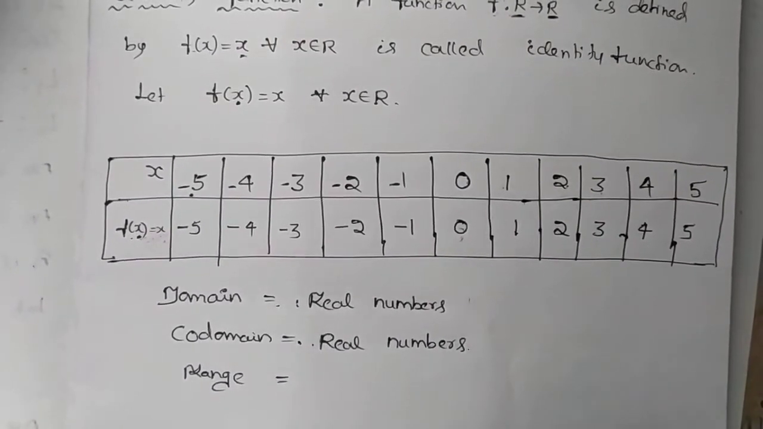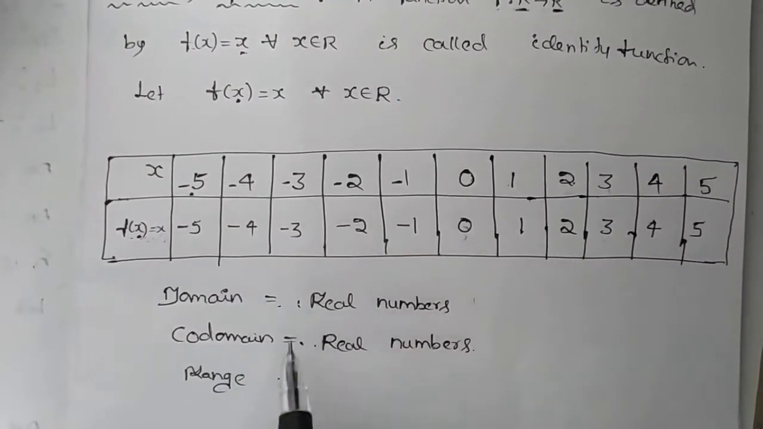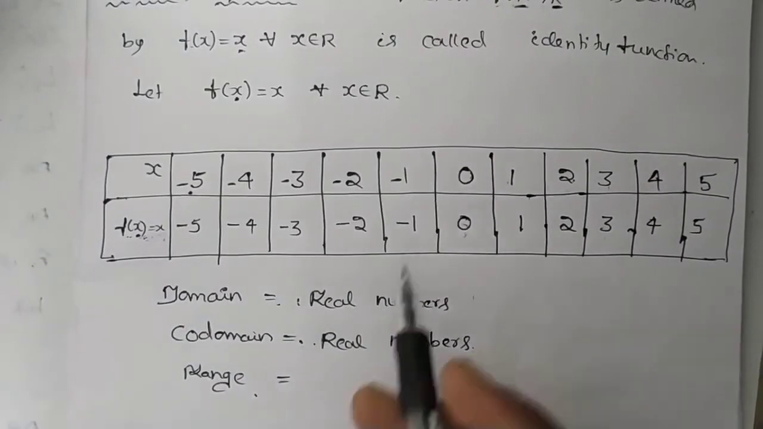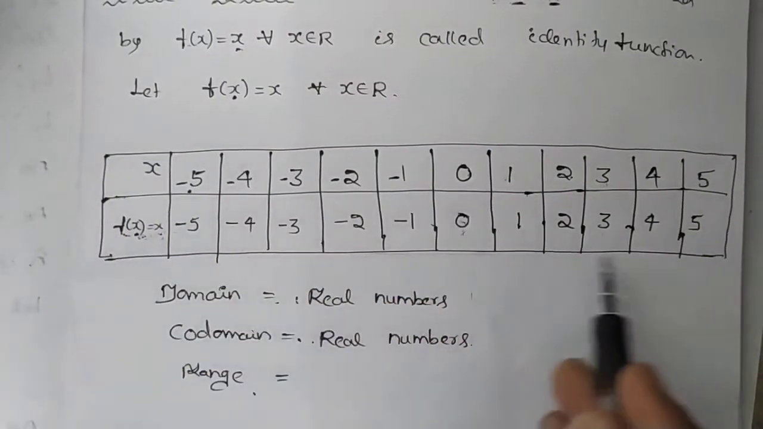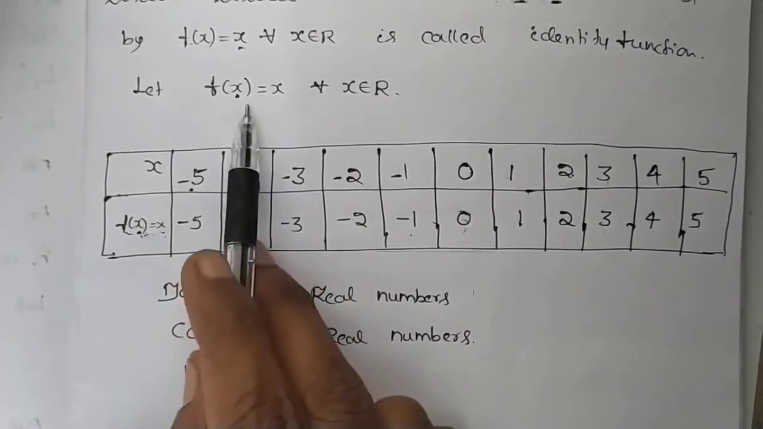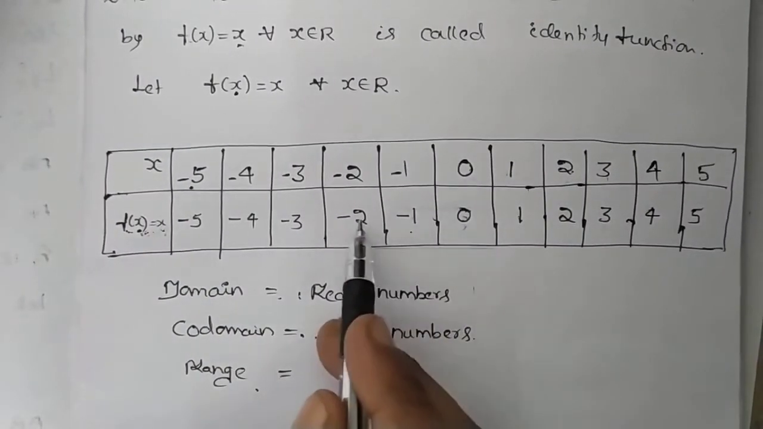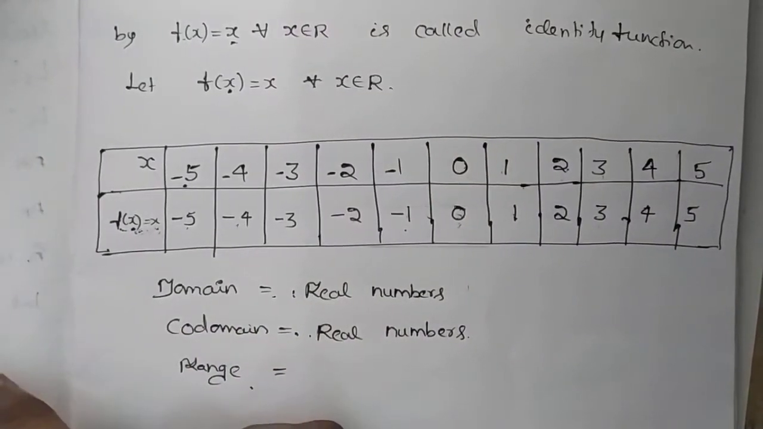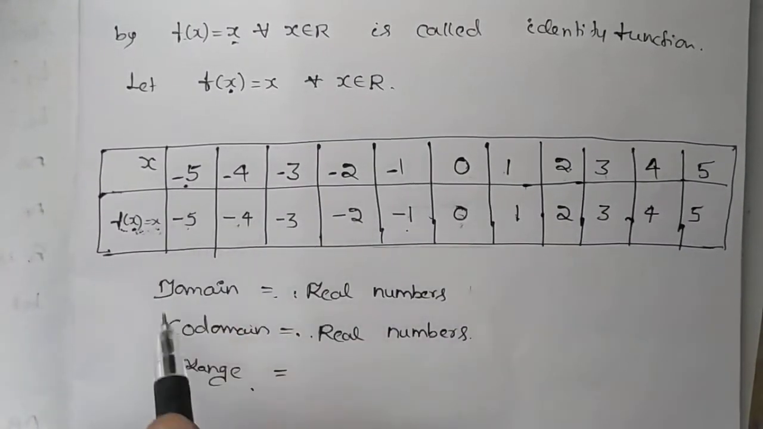Now, what about the range? The output values of f of x are called the range. You just observe that f of x equals x. You just identify these numbers. These numbers are the range for this identity function: 0, 1, 2, 3, 4, 5, 6 and so on, minus 1, minus 2, minus 3, minus 4, minus 5, minus 6, minus 7, minus 8, minus 9 and so on. All these are the range for this identity function.